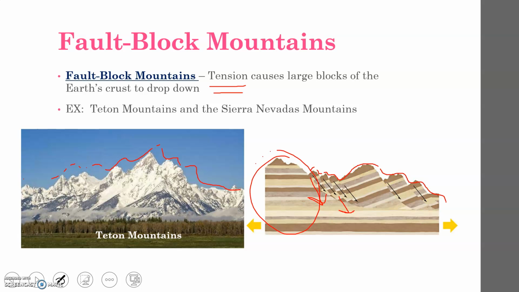Okay, so fault block mountains form from tension, and tension is from divergent boundaries, okay, or normal faults.